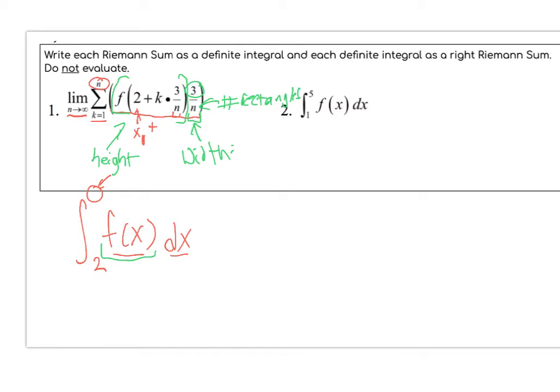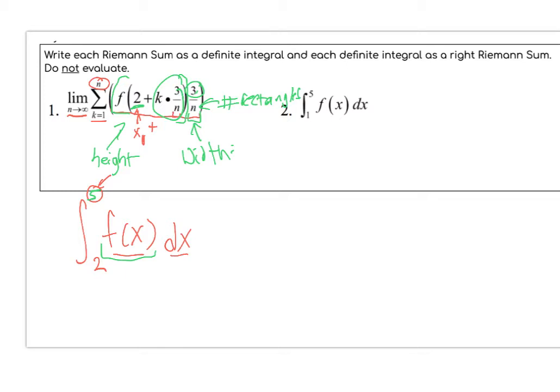So, thinking about this in that way, if we're starting at 2, and we're going 3 more, but we're breaking that into rectangles, that means that 2 plus 3 is going to be 5, which is my final value. This stuff on the inside is just adjusting for every rectangle that we use. We are going 3 over n more to the right. And that actually came together kind of quickly there. I almost wasn't expecting that to happen.